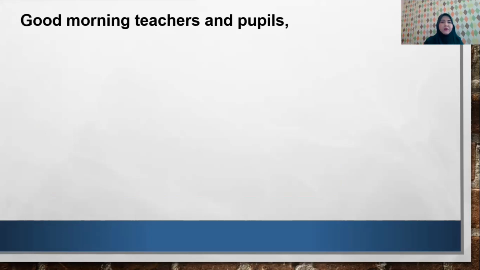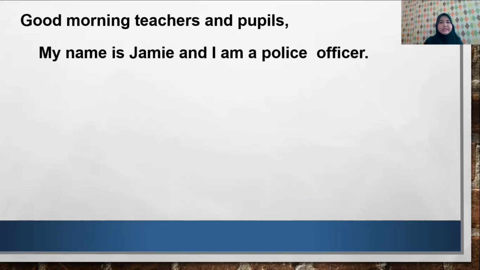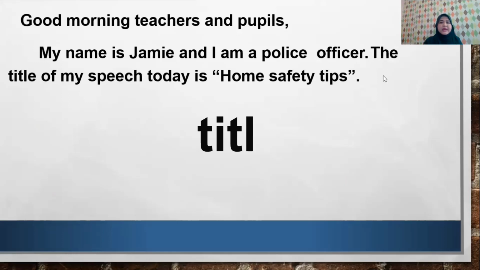Then I, what is I? Remember, SIT 3 HOURS TIRED. I is introduce yourself. So I'm going to write here, my name is Jamie and I am a police officer, because it is stated in the question that I am a police officer. Then remember SIT, so my next point is about the title. The title of my speech today is Home Safety Tips. So that is the title that I'm going to tell my audience. Now my first paragraph is complete with the salutation, introducing myself, and the title.